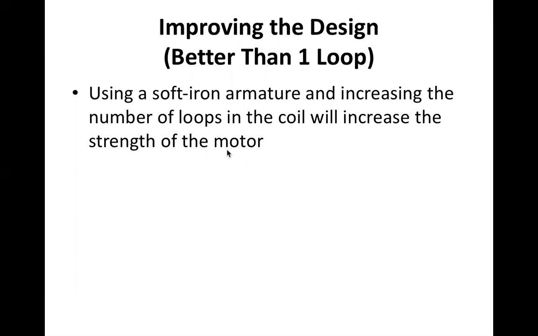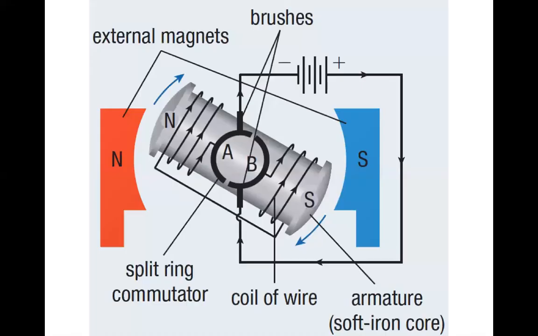If you recall, these are things related to how to increase the strength of an electromagnet from a few lessons ago. So instead of just having one loop, we're going to have many loops. So this is going to increase the strength of this electromagnet. We're also going to put it on a piece of iron that can rotate around. Here is your split ring armature.